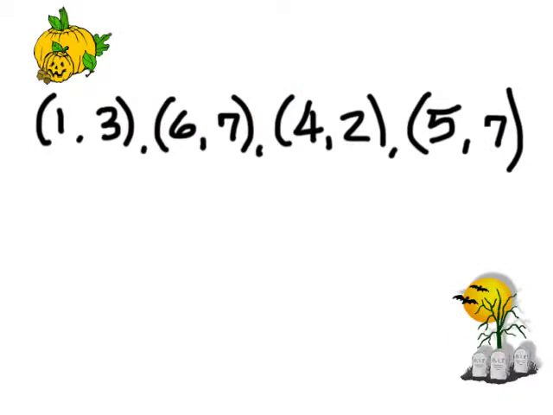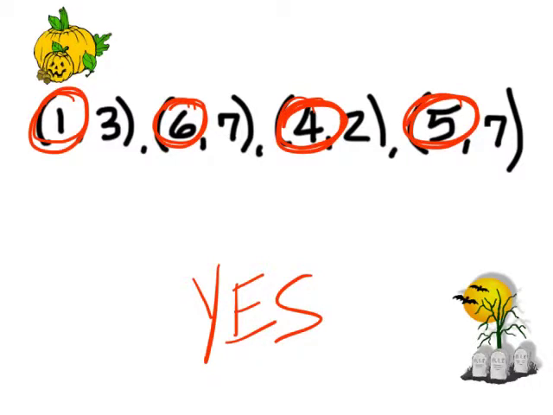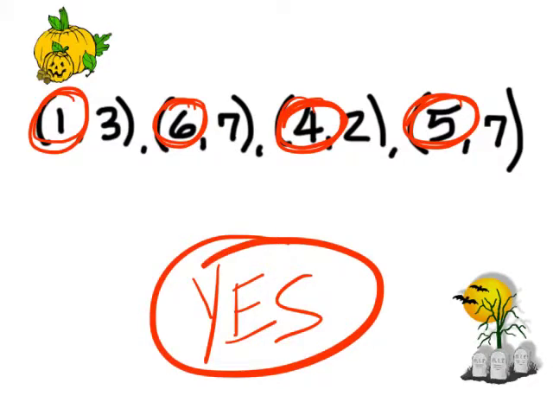That takes us to example 1. We want to determine yes or no. Is this set of ordered pairs a function? The way you determine that is by looking at the x numbers. We have 1, 6, 4, and 5. If they are all different, then the answer is yes. If all of these x numbers are different, the answer is yes.